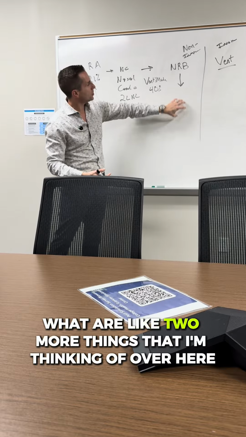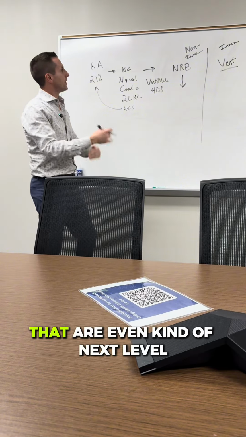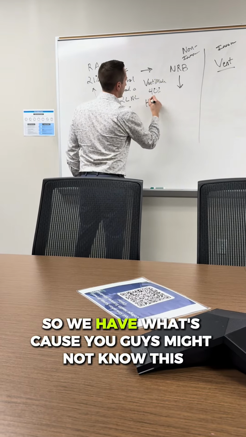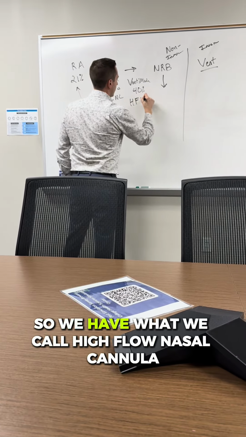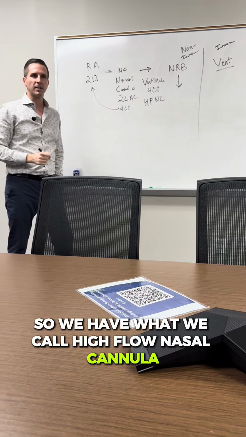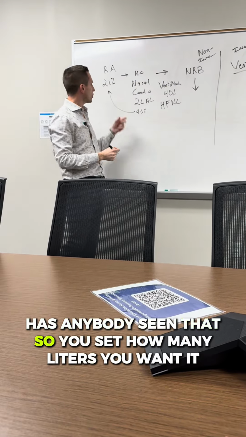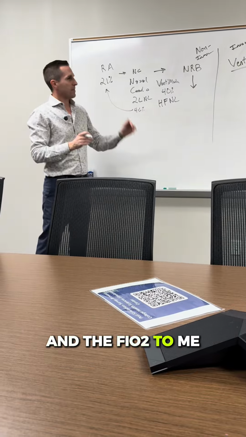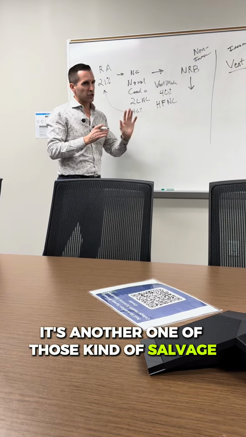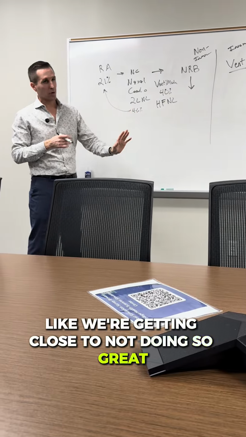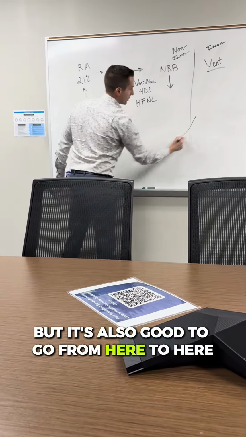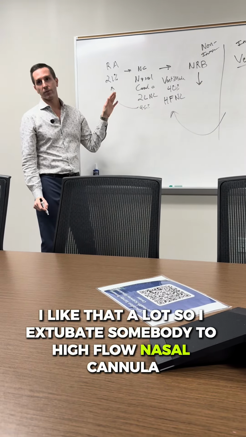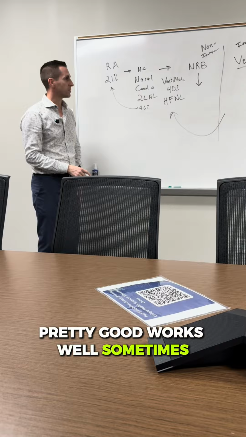What are 2 more things that I'm thinking of over here that are even next level? Actually, I'll put one over here. Because you guys might not know this, we have what we call high flow nasal cannula. Has anybody seen that? So you set how many liters you want and the FiO2. To me, it's another one of those salvage options, like we're getting close to not doing so great, but it's also good to go from here to here. I like that a lot. So I extubate somebody to high flow nasal cannula. Pretty good, works well sometimes.